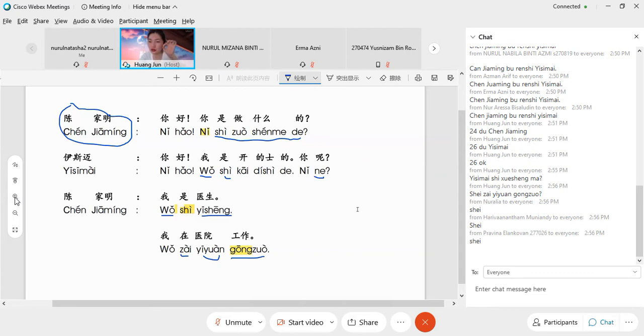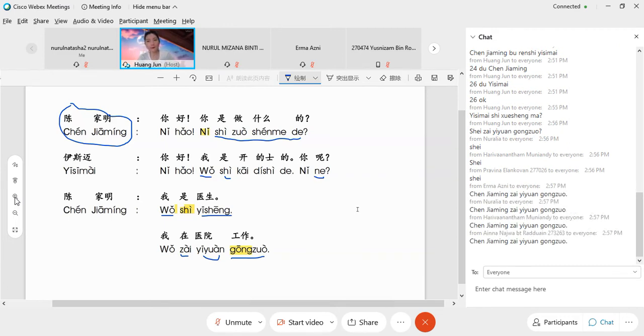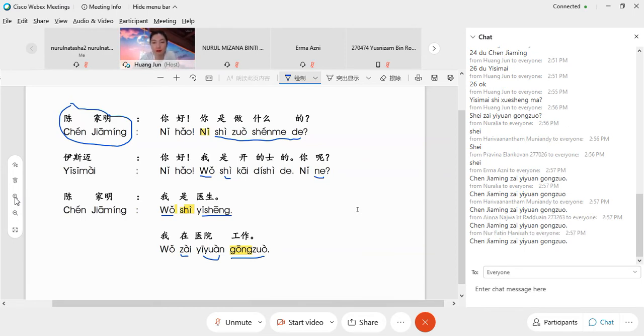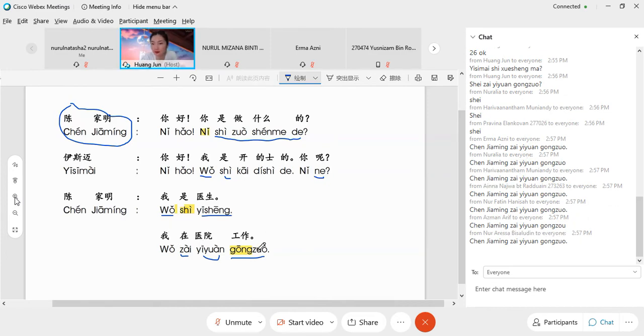So you will use your answer to change the question word. Other words you copy down in the same place. So how to answer in a full sentence? 谁在医院工作. Okay, very good. 陈家明在医院工作. So this will be the answer. He works at the hospital. Right, so this is how we answer it.